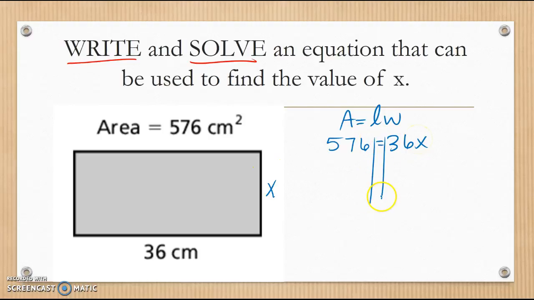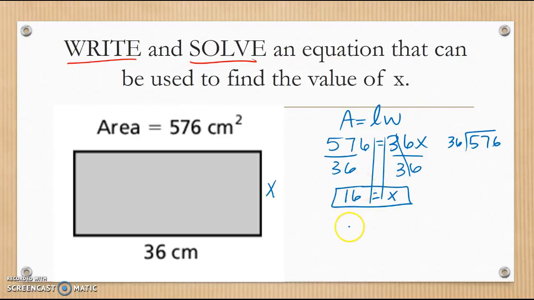Since this is a multiplication problem, we are going to divide both sides by 36. So those 36's cancel out. And on our left side, we're going to do 576 divided by 36 to get what we have x to equal. So when we set up that division problem, and we do all of our division, you should end up with x equaling 16. Okay? So in this case, it would be 16 centimeters. So x equals 16 centimeters.